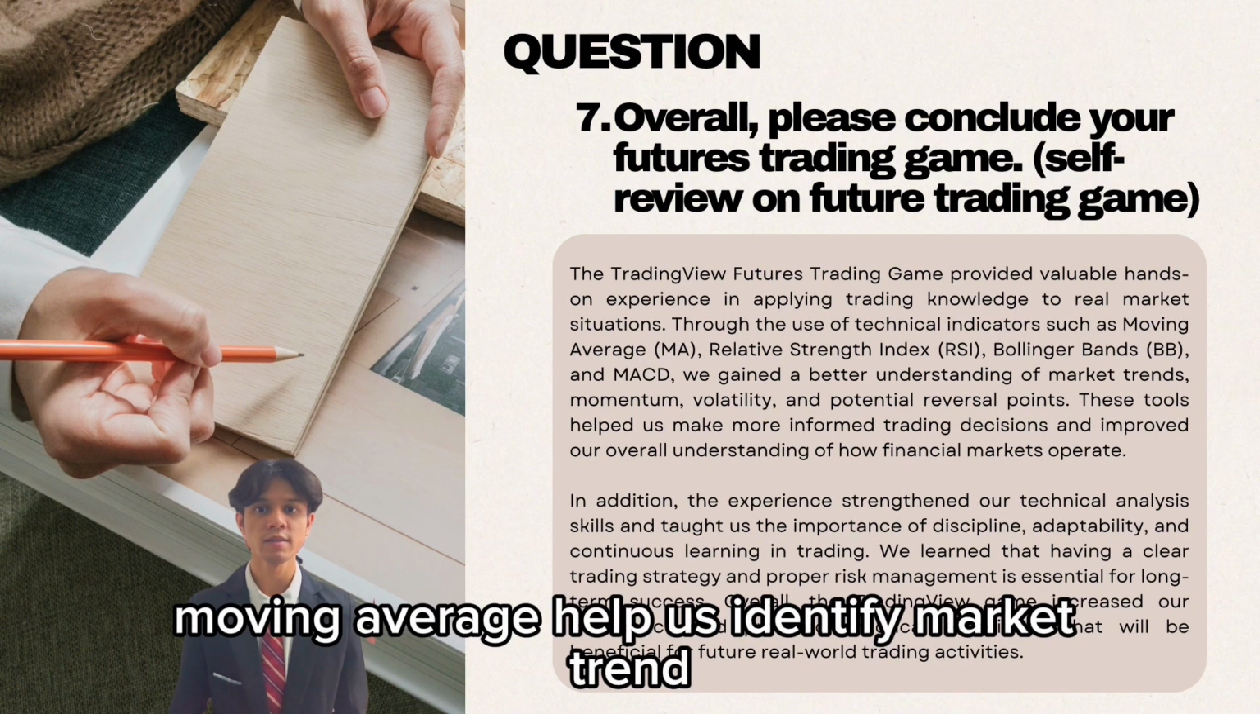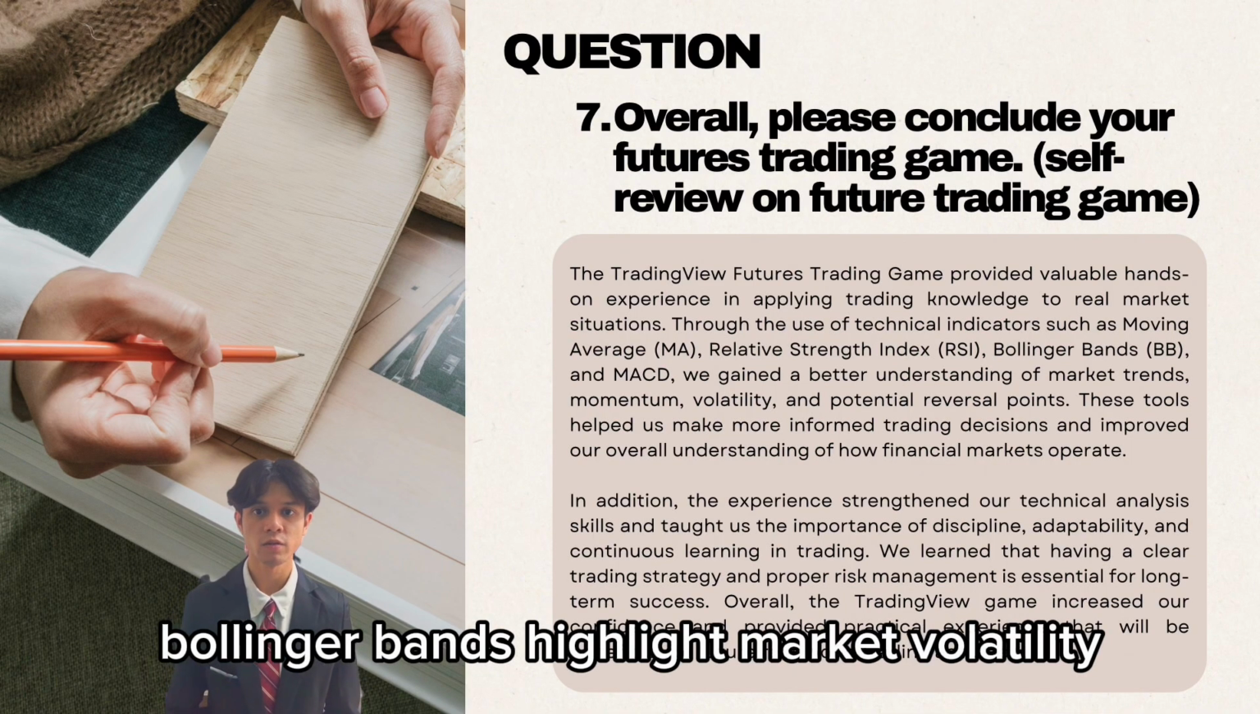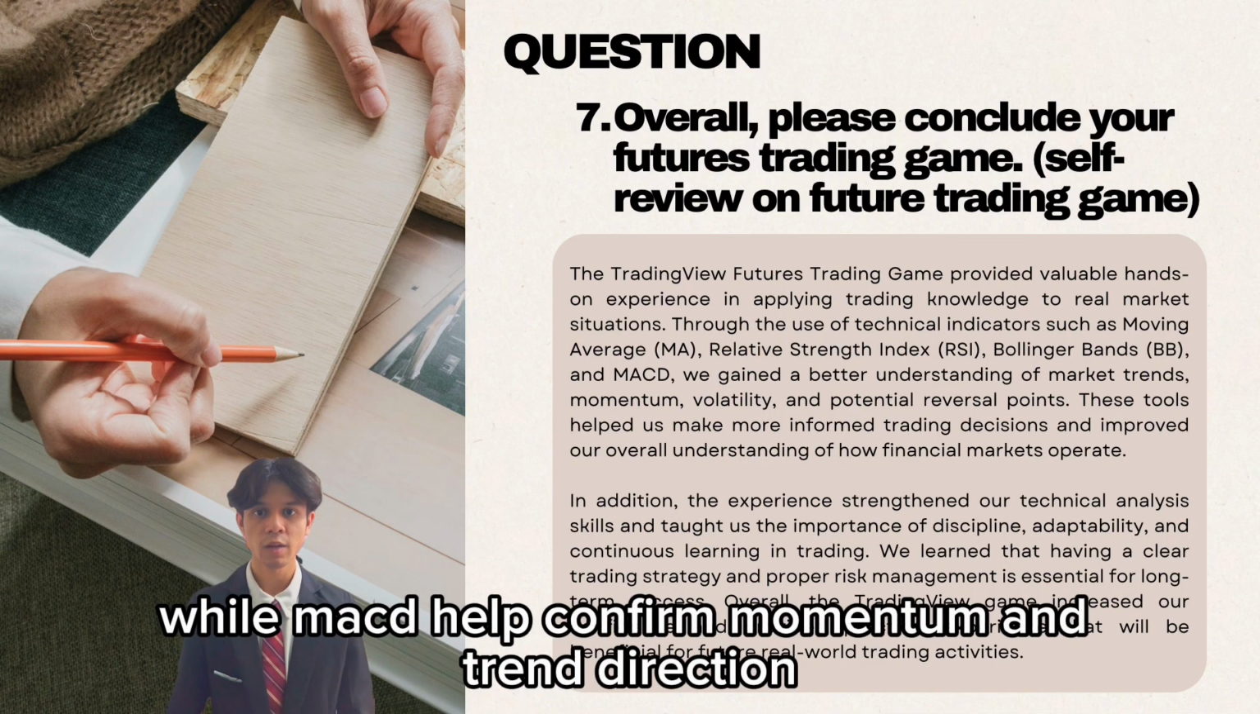Moving average helps us identify market trend. RSI shows overbought and oversold conditions. Bollinger Bands highlight market volatility and possible reversal points, while MACD helps confirm momentum and trend direction.